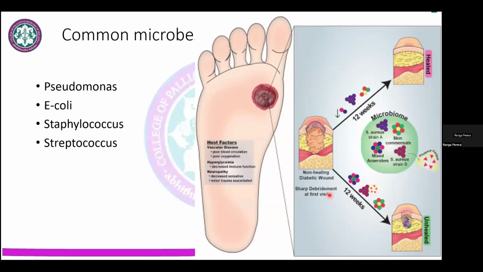The commonest microbes we find in our chronic wounds are Pseudomonas, E. coli, Staphylococcus aureus, and Streptococcus pyogenes. These are the commonest wound harboring organisms we have, and among them Pseudomonas and E. coli are very difficult to treat, and Staph aureus is also difficult to eradicate. So we have to treat all these.